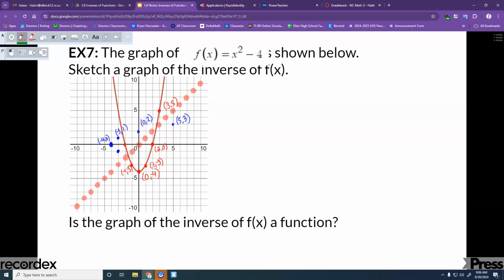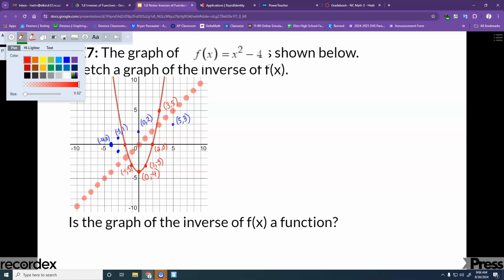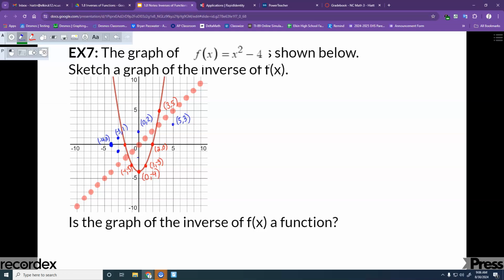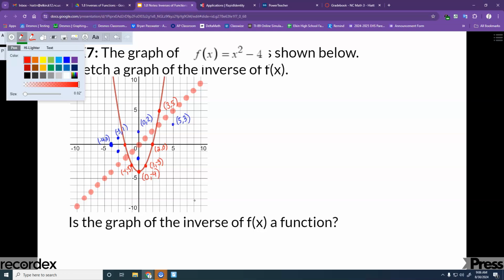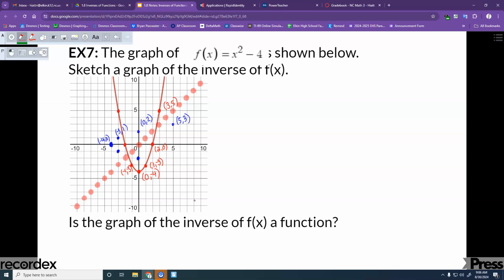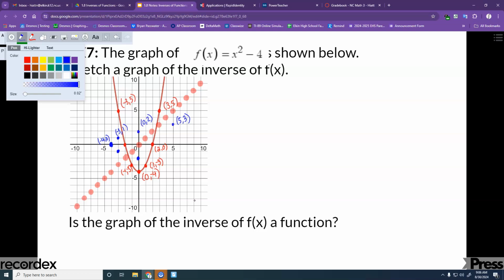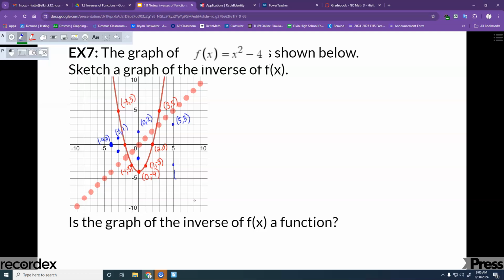If I take this point right here, I'm just going to draw that one. That one's easy to see where it flips to. This point right here is -3, 5. That's going to go to 5, -3. All right, so if I take and connect all these blue points now, I'm going to get this graph.